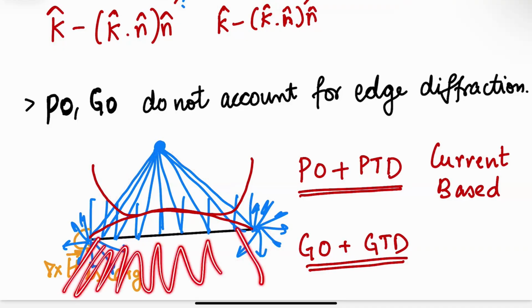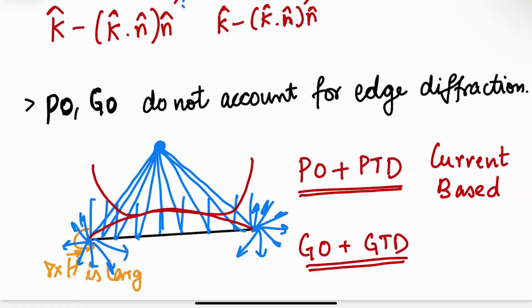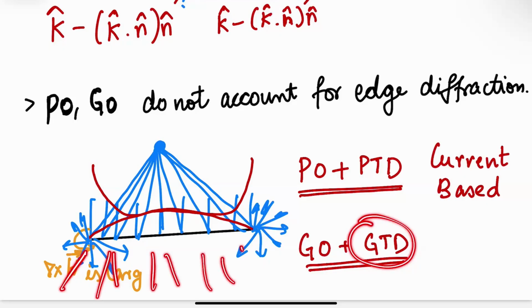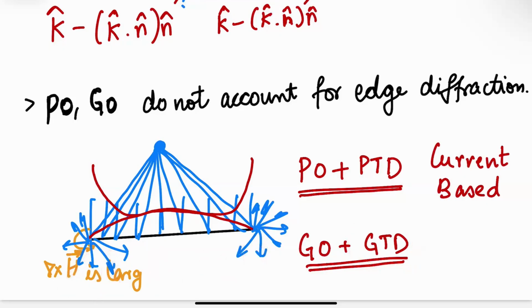We know that there is field in the shadow region. So in PO and GO alone, this is all shadow region, right? No ray reaches this part. But with GTD, you can actually get rays in the shadow region as well. So I'm not going to go into details of PTD and GTD here. That's kind of beyond the scope of this class at least. This is ray-based, but it's just an introduction to tell you what this is. And this is the basis.